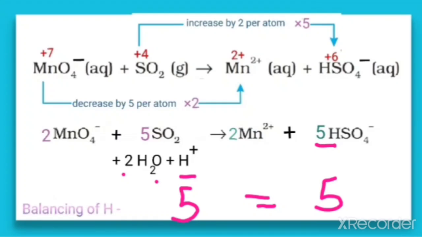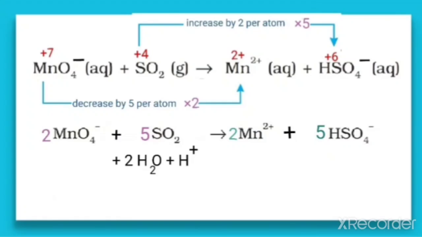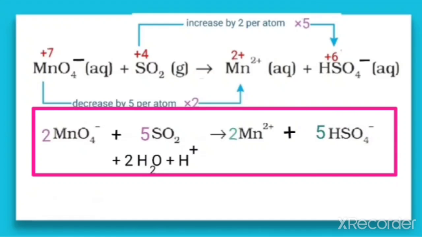Therefore the number of H is balanced, as the number of O we have already balanced, and the number of Mn and number of S are already balanced. So when you check here, all the terms are balanced. So this is the balanced equation. In the exam you will be getting a question like this. You will be given an equation without balancing, and you have to balance it by this method.